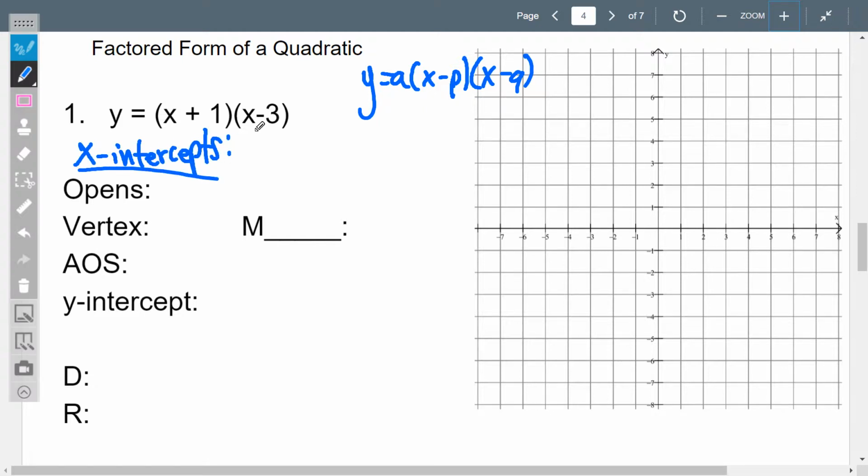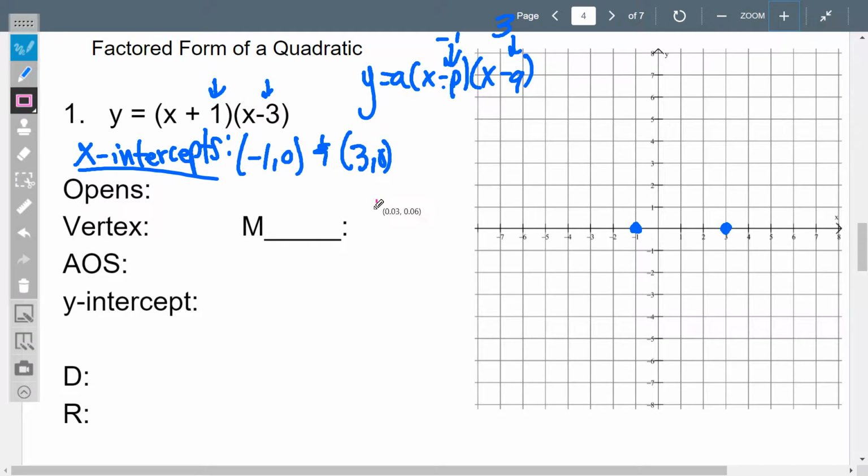Okay, so p in this problem would have to be -1 in order for it to say x plus 1. We would have to subtract a -1 to get x plus 1. So one of our x-intercepts is (-1, 0). For q, we would have to subtract a 3 in order to get x minus 3, so our other x-intercept is (3, 0). So our x-intercepts are going to be here, (-1, 0) and (3, 0).